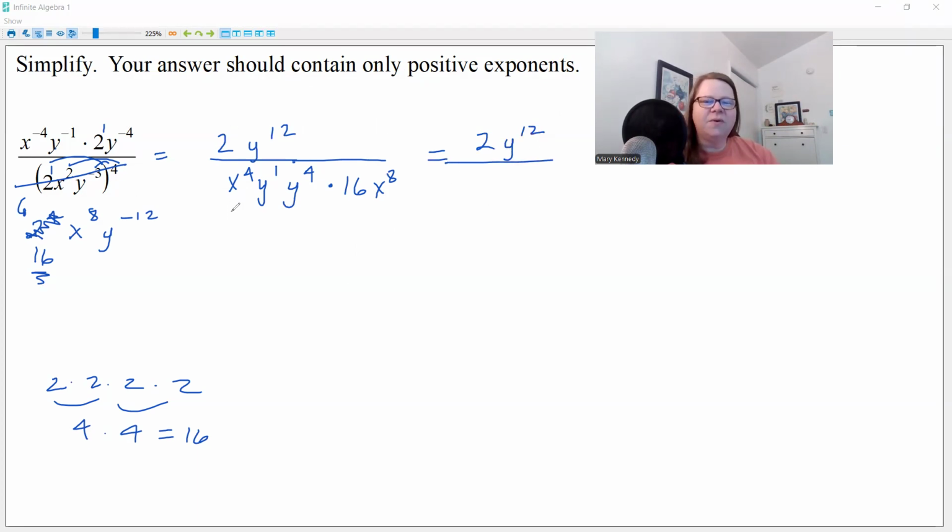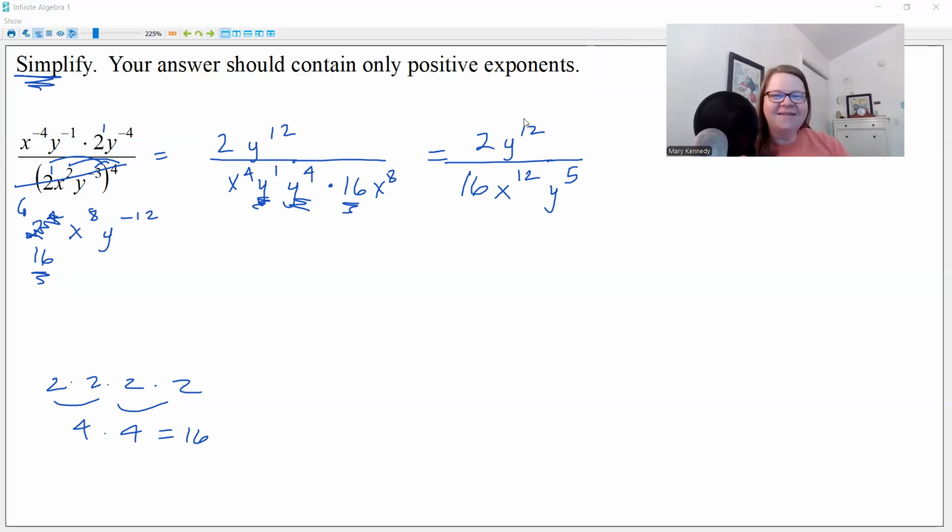That's pretty straightforward. But on the bottom, here's a number. I've got a 16. I've got some x's. So let's see, x to the 4 plus 8. So x to the 12th power. And then I've got y to the first and y to the fourth. So that's y to the fifth. Okay, this is already looking much more simple, right? Our goal is to simplify. So let's see what else we can do here.